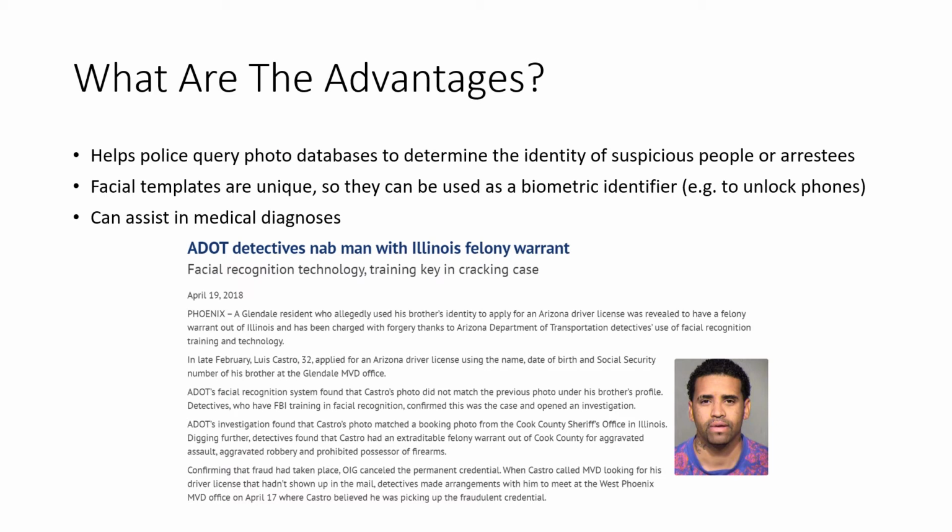Facial recognition technology has a number of advantages. Since facial templates are unique to a given person, identical twins notwithstanding, they can be used as a biometric identifier, since you have it with you all the time. This is why they're used to unlock phones. These technologies also help police and other security services to query databases of suspicious people, or arrestees, and quickly identify them and correlate any outstanding criminal information. Another example would be a store using facial recognition to detect known shoplifters. Specially trained facial recognition programs can also help doctors diagnose certain rare diseases that have symptoms on the face.